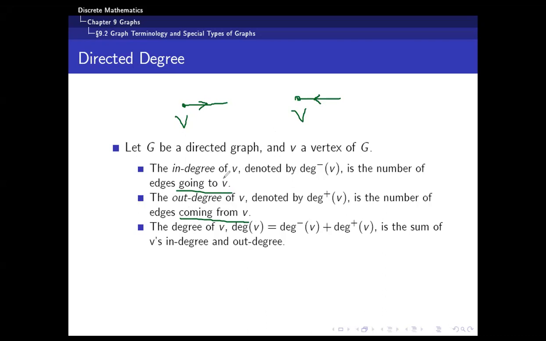Going to V is the first one, and coming from V is the second one. That means this line is coming from V, and this line is coming to V, towards V. So this one is coming from and this one is going to. If it is going to, the in-degree is denoted like this. And if it is coming from, the out-degree is denoted like this. Got my point?